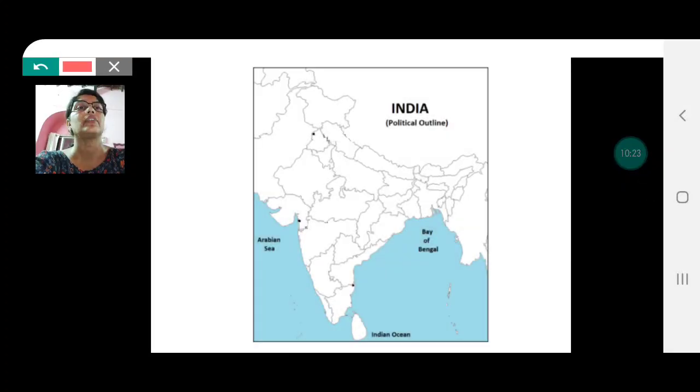So Godavari from Maharashtra, and at the mouth the deltas. Then river Krishna and Kaveri are in Karnataka and Tamil Nadu only. So this is how we fill in our maps.